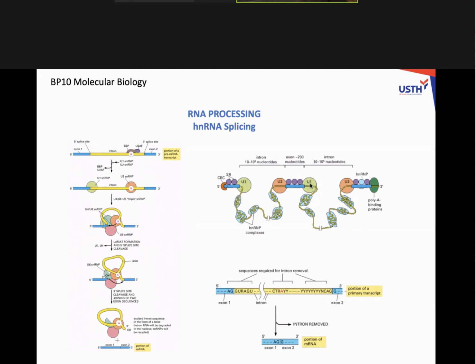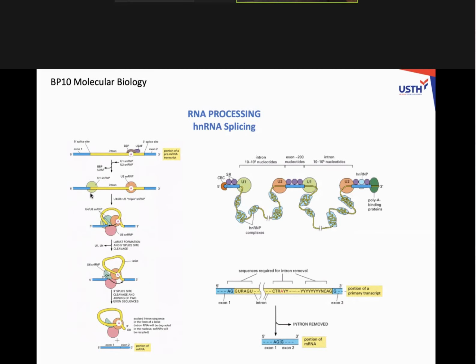Then the second exon, U1 on the left, U2 on the right. This is the last exon, and the poly-A binding protein at the end. So in the nucleus, hnRNA is in this type of complex. And the bottom figure there is just to show you what could be the consensus sequence in order to identify intron-exon junction. You see it's not very clear.